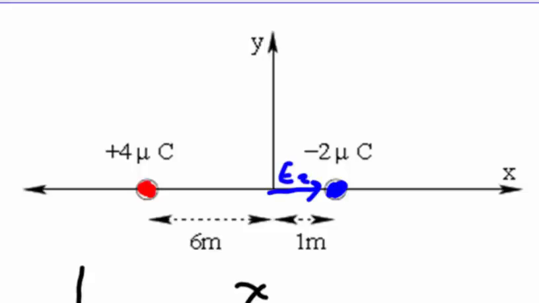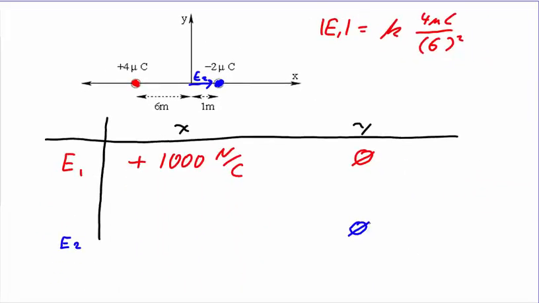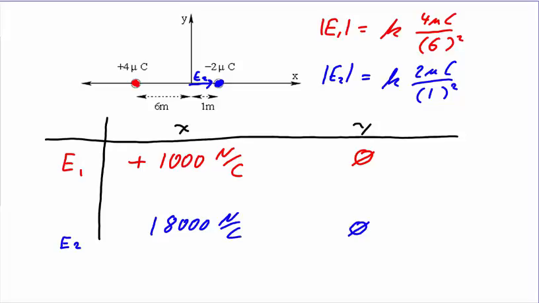E2 will indeed have 0 y component, and it will have a magnitude given by the same expression as above, except that the 4 microcoulombs has been replaced by 2 microcoulombs, and the 6 meter has been replaced by 1 meter. Plugging in the numbers for this expression, we find a value of 18,000 newtons per coulomb, and we also recognize, looking carefully at the figure, that this electric field is in the plus x direction.